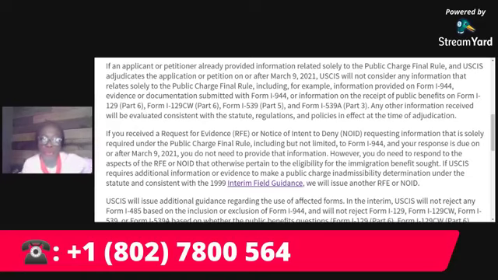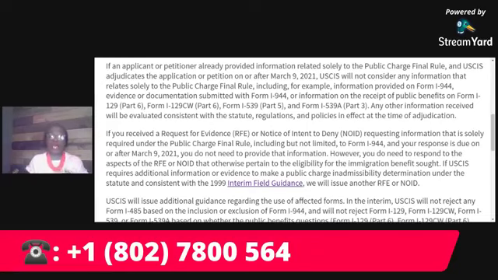And so if you received an RFE or a NOID, a notice of intent to deny, requesting information that is solely required under the public charge final rule, and your response is due on or after March 9th, you don't need to provide that information. Okay, so look at your RFE, look at your NOID. When is your response due? Every NOID and every RFE has a deadline. So if your response is due on or after March 9th, then don't provide anything related to the public charge rule.